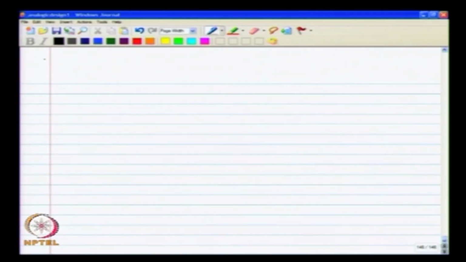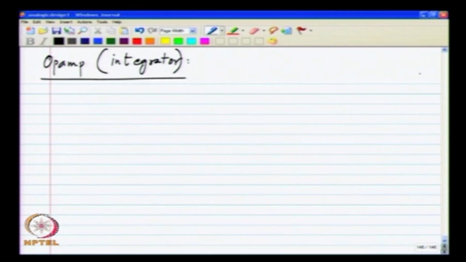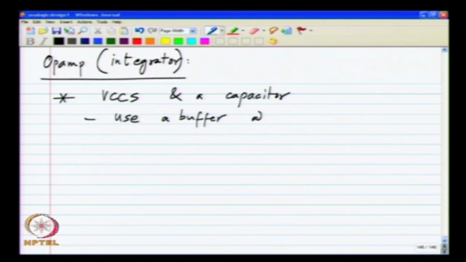So, to summarize, to implement an op amp, which is an integrator, we need to have some integrating function, which we do using a voltage controlled current source and a capacitor, and we also use a buffer at the output, so as not to disturb the currents flowing through the capacitor due to the load.